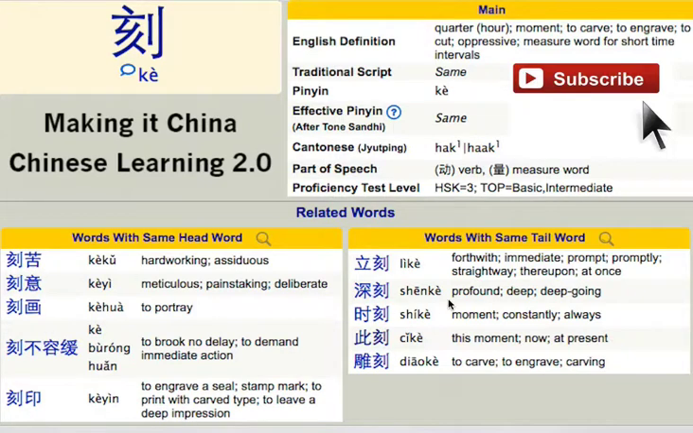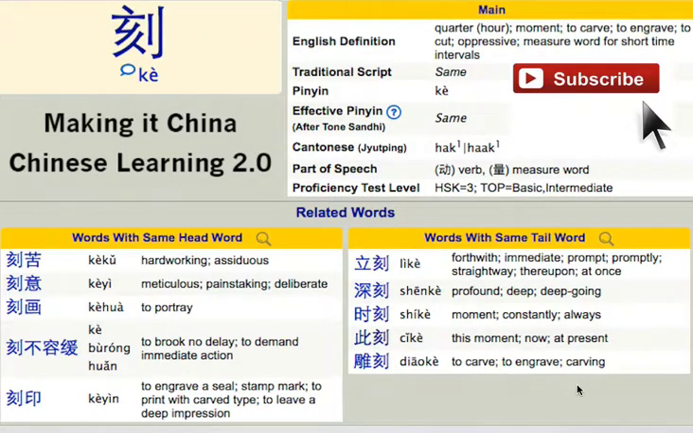Look at the characters. Now let's drill a little bit here to the right. When we have the character on the right side, we have li ke, forthwith, immediate action; sheng ke; shi ke; zi ke; diao ke. Now let's look at the English. Forthwith, profound, moment, this moment, to carve, immediate action.